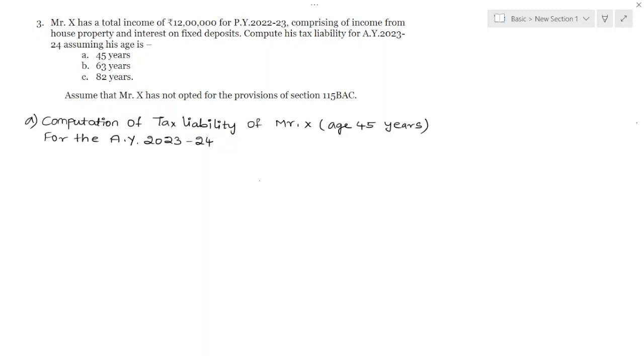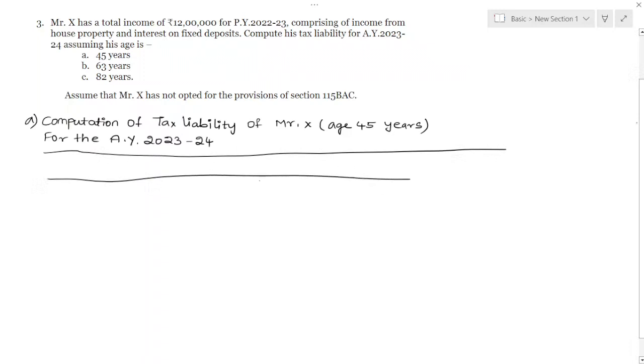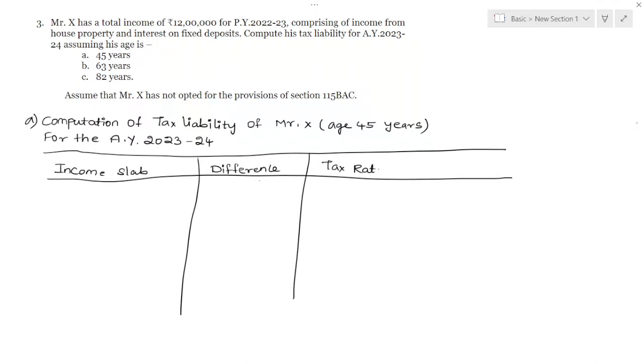Okay, let us draw 4 columns. First column, let it be a little large, income slab. Because it is slab rate of taxation, so I said income slab. Second one is difference. Third one is rate, that means tax rate. And fourth one is tax amount. So first one is income slab, second one is difference, third one is tax rate, fourth one is tax amount.